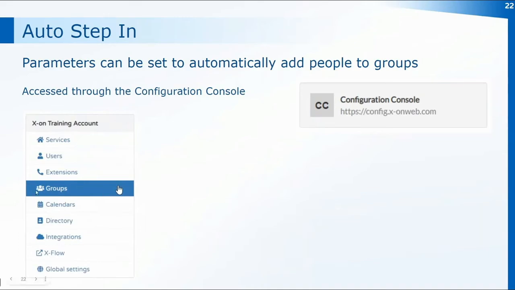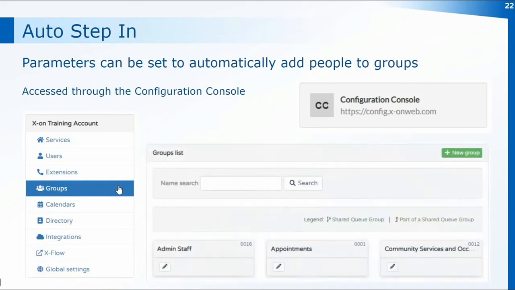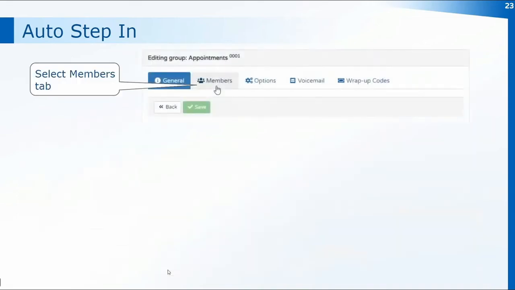Once you're in the configuration console, you'll need to click on the groups option, and the menus will be down the left-hand side in the configuration console. That will then give you a list of all your groups where you can either search for the group name, or you can just scroll through the list and then click on the pen next to the group that you want to change.